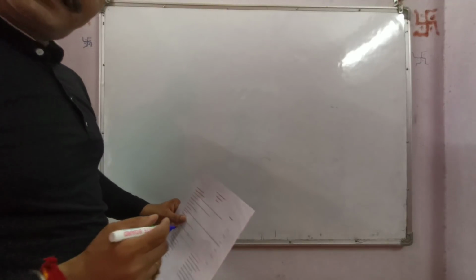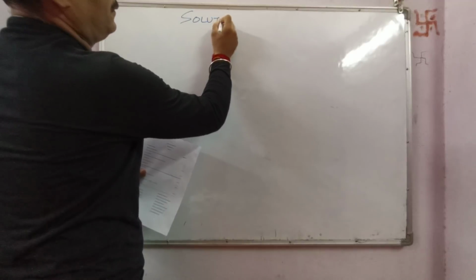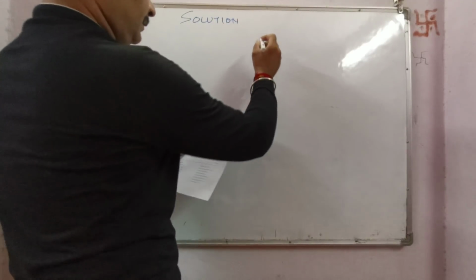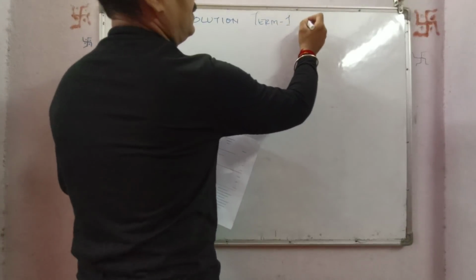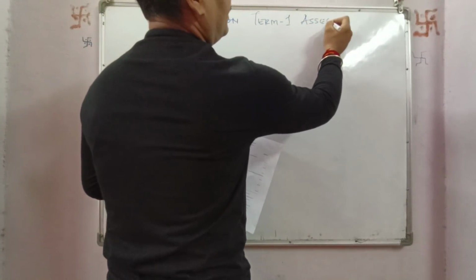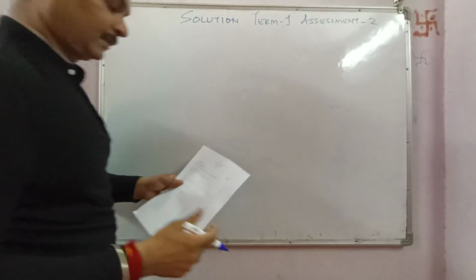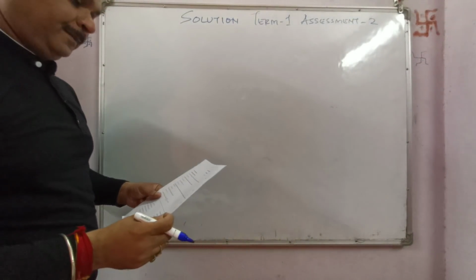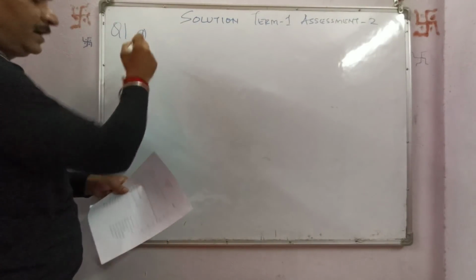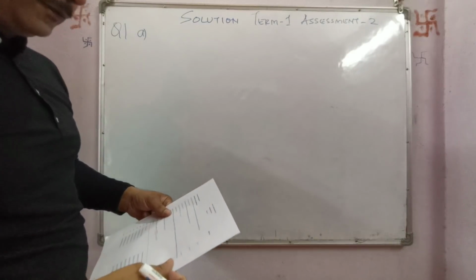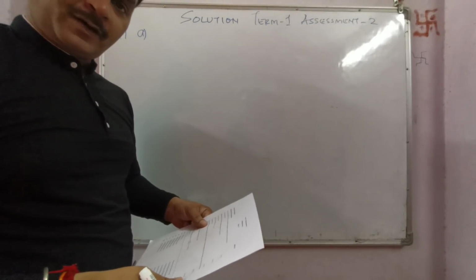Good morning, students. Today I will discuss the solution of yesterday's paper, that is term 1, second assessment. Okay, question number 1, A part. Prove that root 3 is an irrational number by method of contradiction.